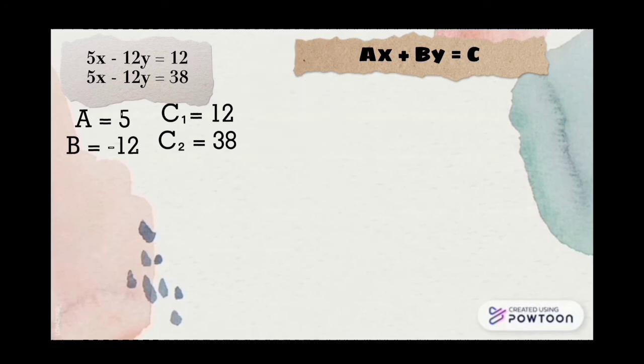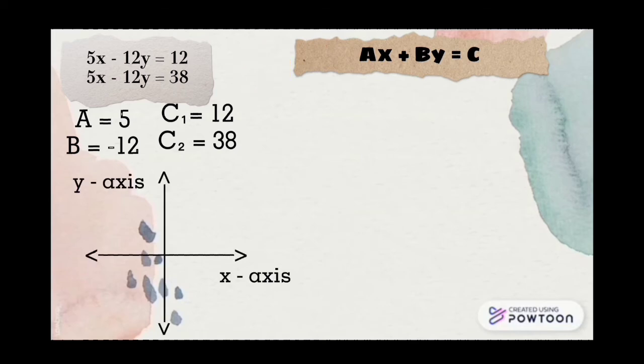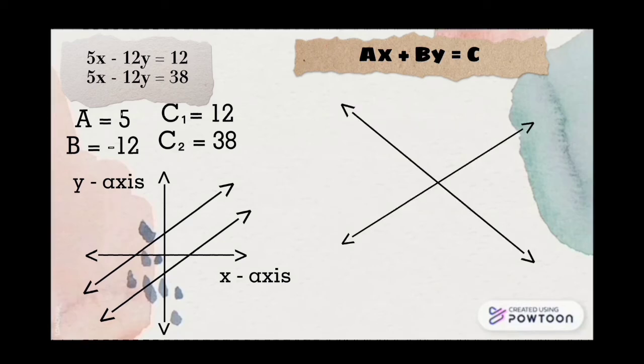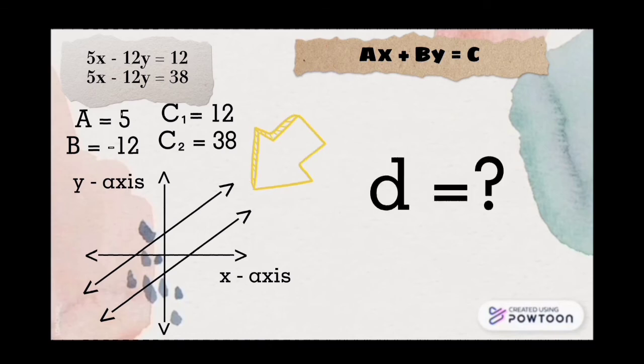If you're going to graph these two equations, their graph will look like this. This is the y-axis and this is the x-axis. Since we're talking about parallel lines, it must look like this because parallel lines will never intersect. And if a line will intersect, that is not a parallel line because it is an intersecting line. Now let us solve for the distance between the two parallel lines.